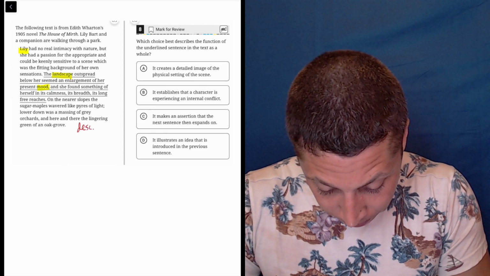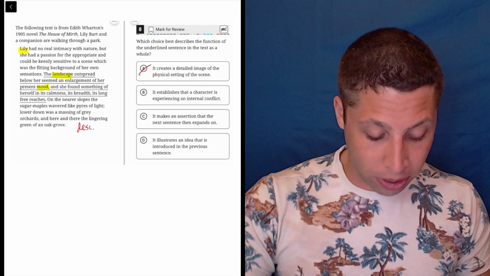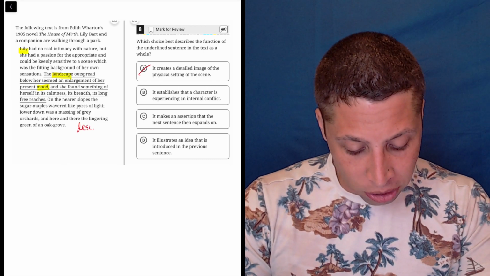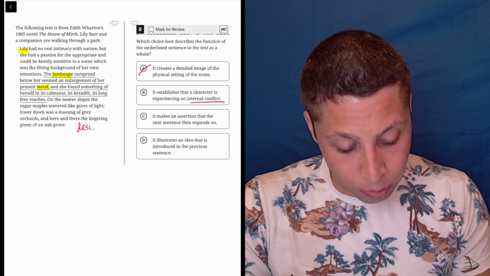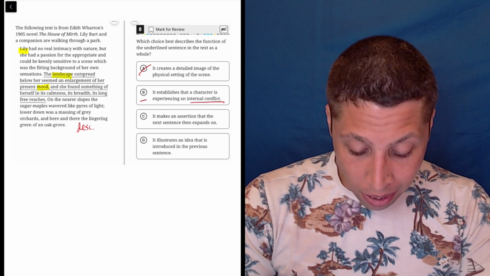This is descriptive, but not the underlined portion, right? So this is a trap. This is if you don't read the question. B, it establishes that a character experiences an internal conflict. Well, that sounds bad, right? Negative. But let's look at that line again.